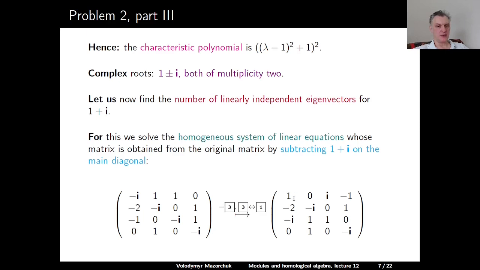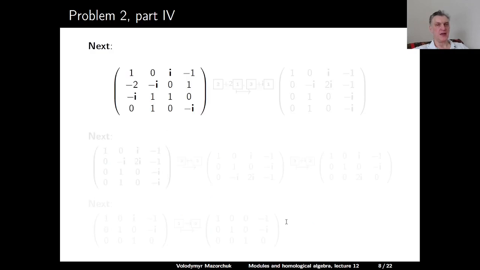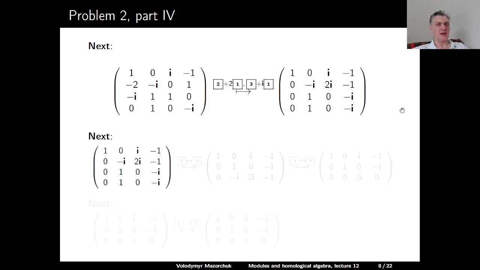Now we can use this 1 to eliminate everything else in the first column. So we add twice the first row to the second row, and we multiply the first row with i and add to the third row. And in this way, we get the matrix 1, 0, i, minus 1, 0, minus i, 2i, minus 1, 0, 1, 0, minus i, 0, 1, 0, minus i. So the third and the fourth row are the same. We can delete one of them.